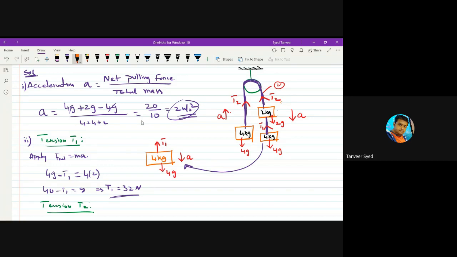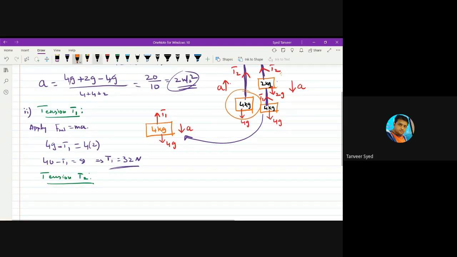Is T2 acting on the 4 kg on the right side? No. You cannot take this block now. For finding T2, this block is useless. T2 is not acting on that block. You can take this 2 kg or this 4 kg. You can take any one. I will take the 4 kg on the left side. I will take this block. Okay. FBD of the 4 kg on the left side.